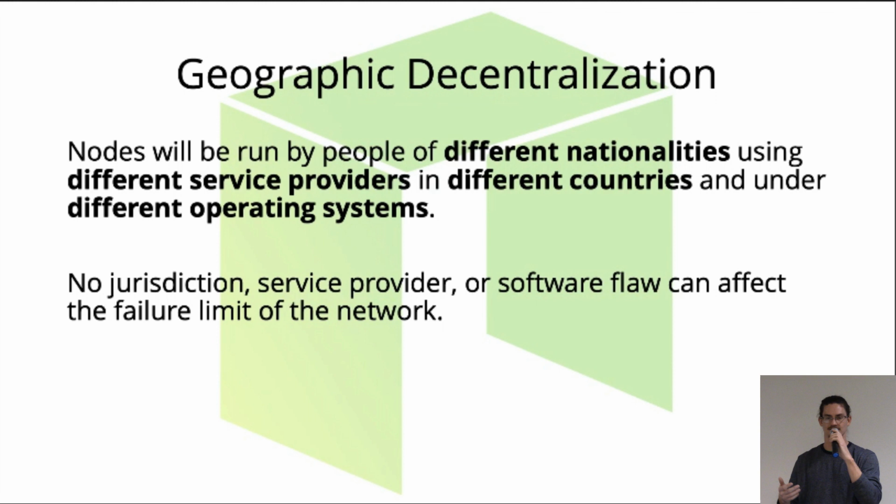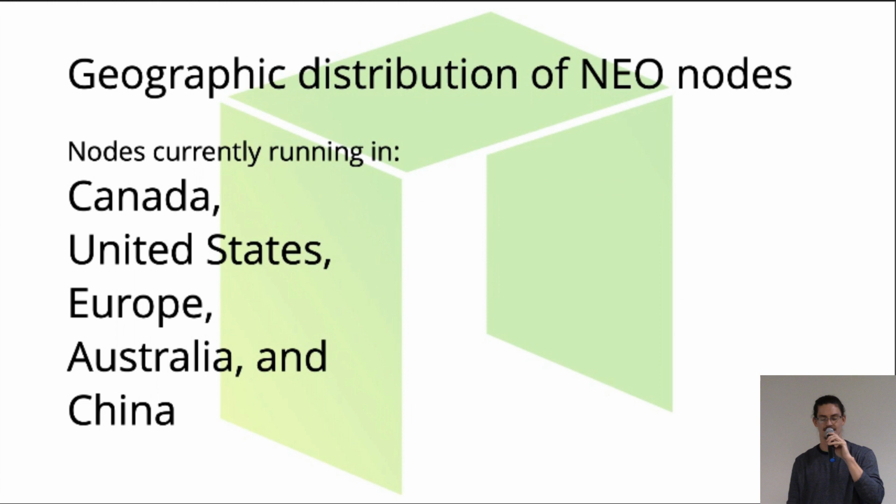Like we saw in September 2017, when the Chinese government said they were banning all ICOs and banning all blockchains, there was a concern that with NEO's centralization, with a lot of its nodes being operated in China, the blockchain might get shut down. But as we've seen the network slowly decentralize, we're starting to see its geographic distribution. And today, nodes on the mainnet are operating in Canada, the United States, Europe, Australia, and China.